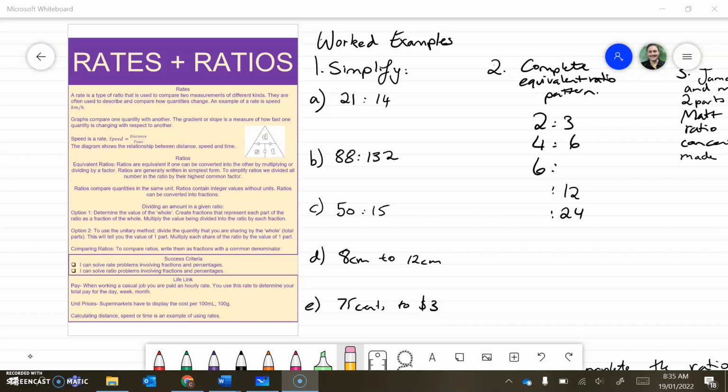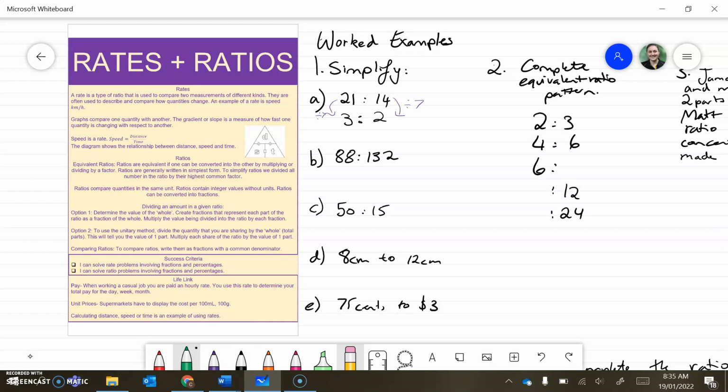So our worked examples here, our first one is to simplify the ratio. So we need to have a look and see if we can find a highest common factor. So for 21 and 14, our common factor will be 7. So I want to divide each of them by 7. So 21 divided by 7 will give me 3, 14 divided by 7 will give me 2. And that is in simplest form.